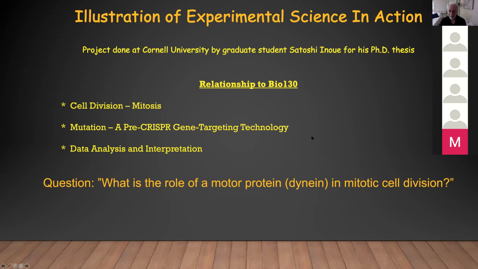All right, what I'd like to do now is describe to you a project that was done at Cornell University when I was on the faculty there by one of my graduate students. His name is Satoshi Inoue, and he did this project for his PhD thesis. Why am I telling you about it? Well, because it's directly related to what we're discussing in Bio 130. It's directly related to cell division, in particular mitotic cell division. It's related to mutations, how you make targeted mutations, how we did it before the existence of CRISPR, and it deals with data analysis and how you interpret data.